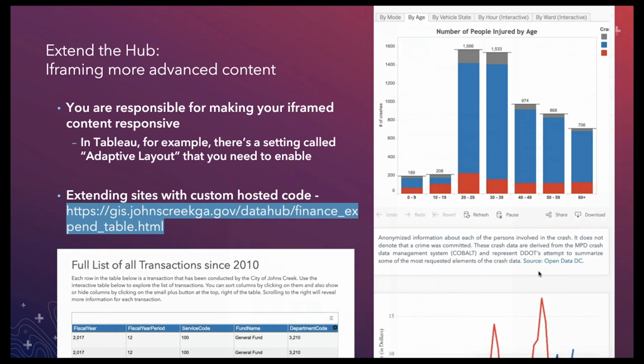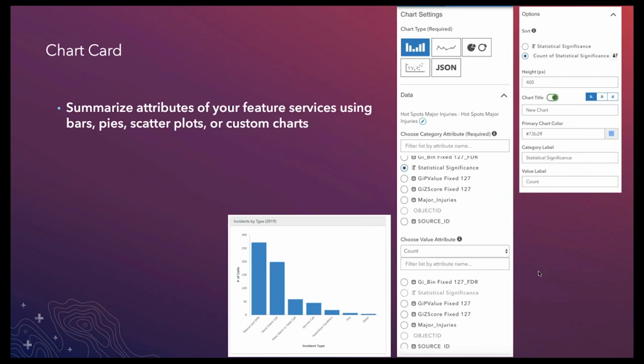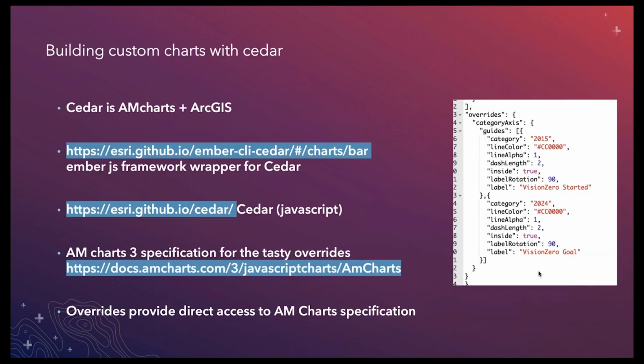We also have the chart card, which I spoke about a little bit earlier. A great way to summarize attributes of your feature services with bar charts, pie charts, scatter plots, or custom charts. And we built that on Cedar, so if you're not seeing the functionality you need in what we've built, you can extend it yourself, and there are links in here for documentation on that. But just look up Esri Cedar charting on Google and you'll find the documentation.